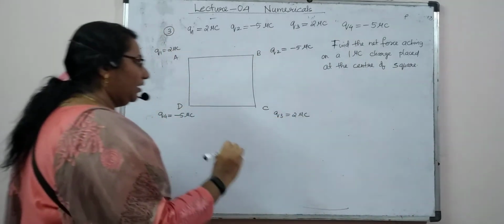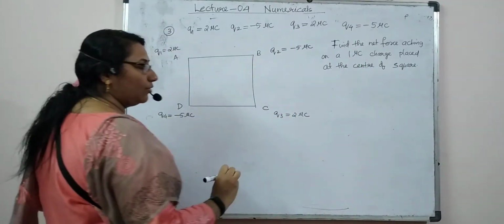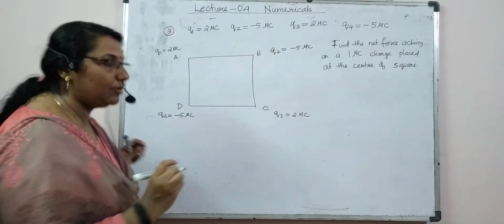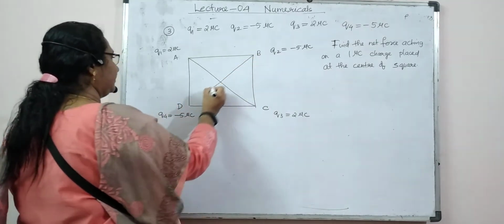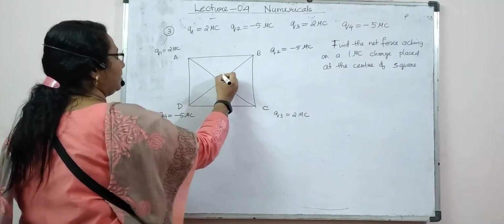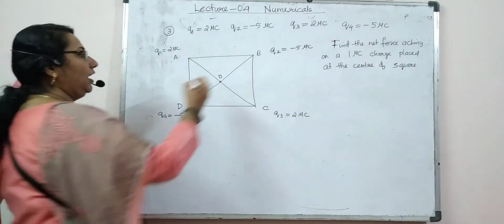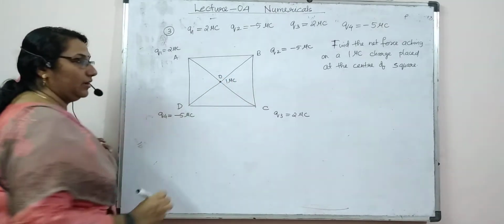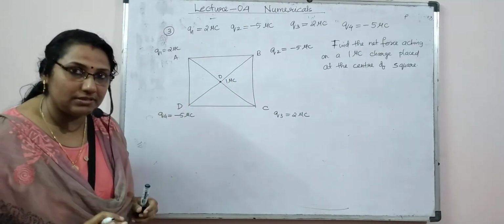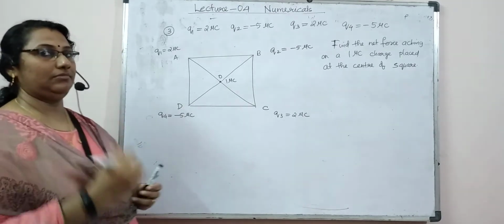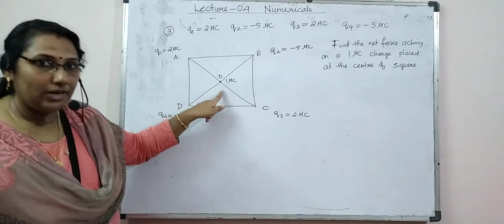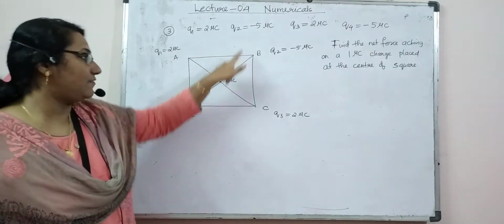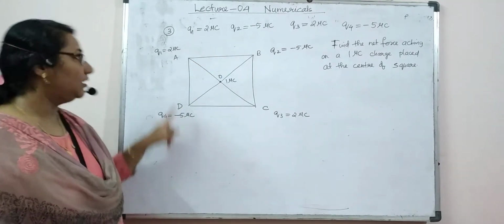If we place a 1 mu coulomb charge at the center of the square, that is, this is the center position, suppose it is O, a 1 mu coulomb charge is placed here. What is the net force acting on this 1 mu coulomb? This is the question. So how to write? This 1 mu coulomb is surrounded with 4 other charges.